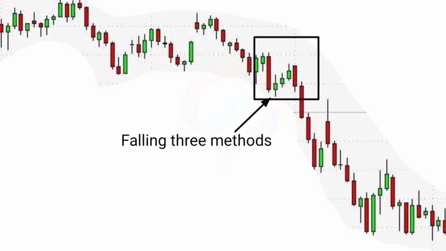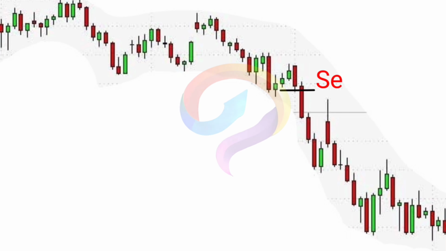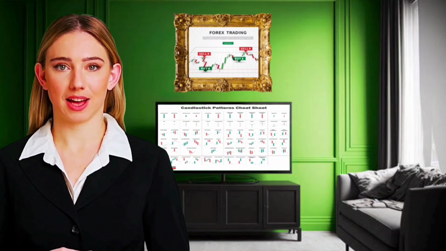Traders often look for this pattern as a signal to sell since it indicates that sellers are still in control of the market. It is important to wait for the confirmation of the pattern before taking any action.